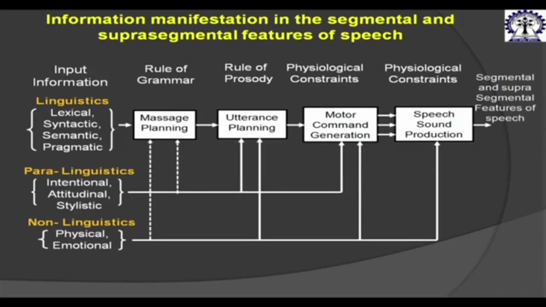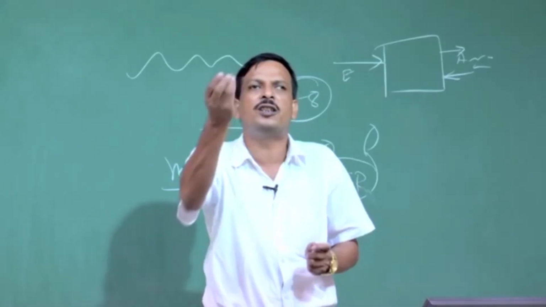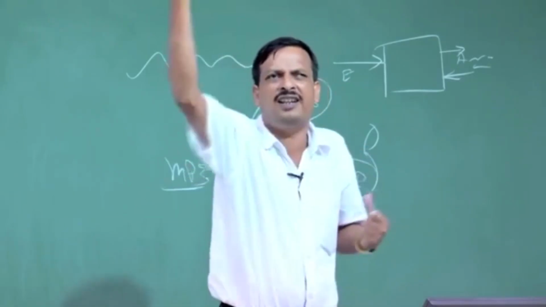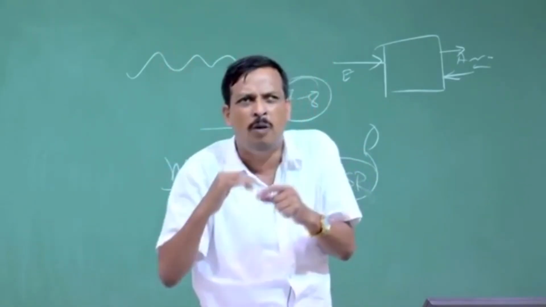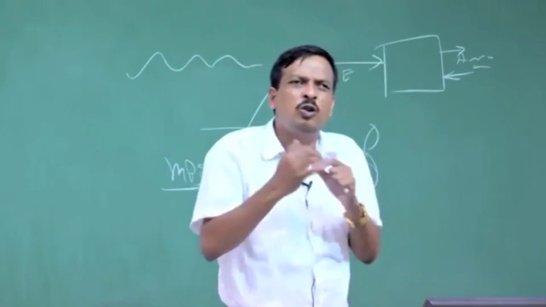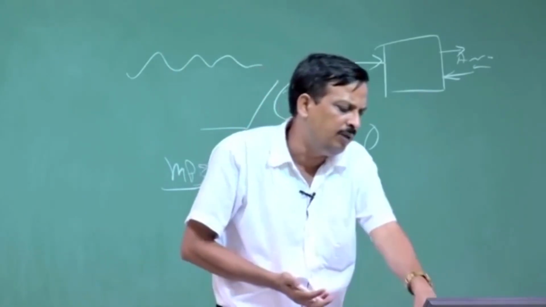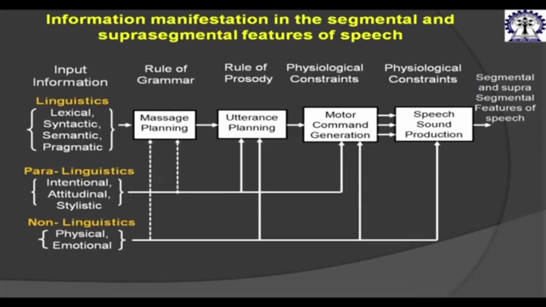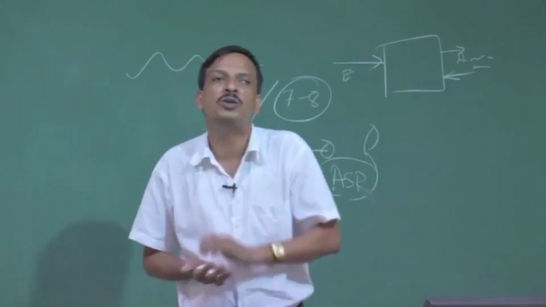Then we come to the role of prosody, utterance planning. How do I produce the speech? I can produce it in a very excited manner, I can produce it in a very low manner, I may be very sad. Those kinds of prosody planning come here, in utterance planning. Then the motor command is generated and the speech production system produces the speech.